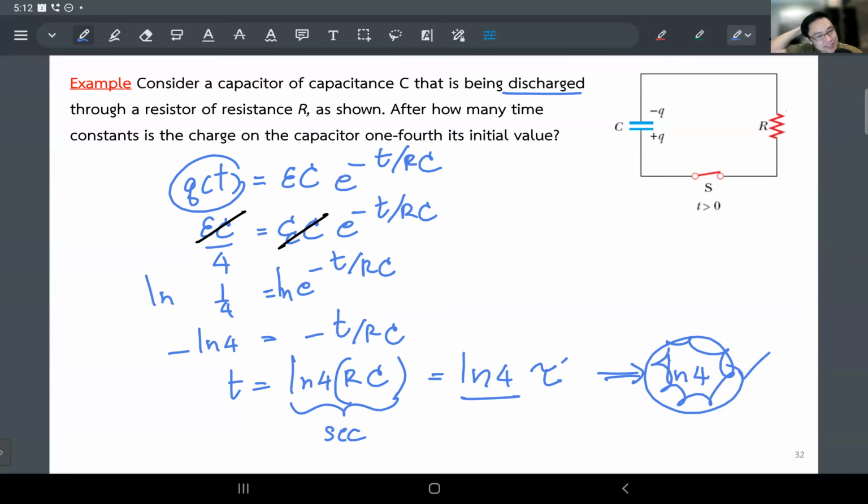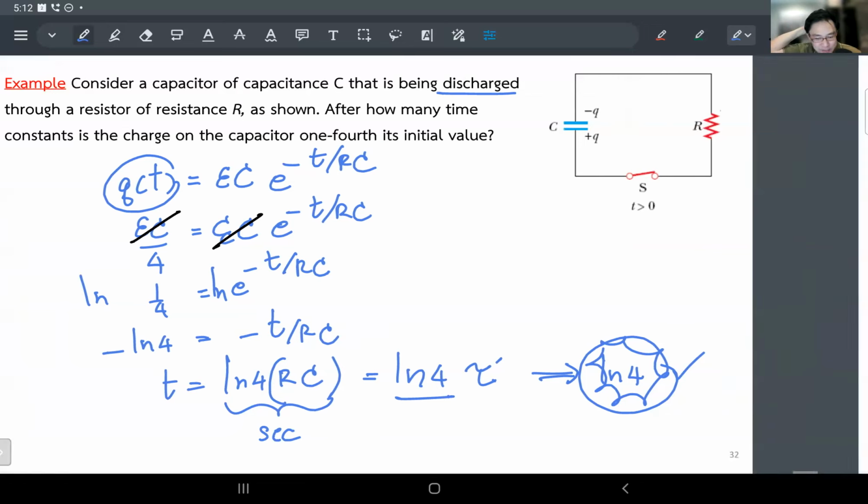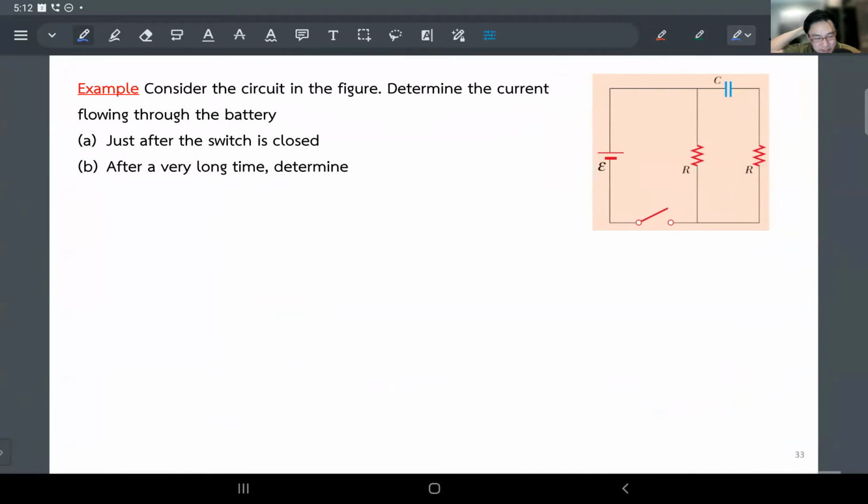Okay, that's good. All right, one last thing, guys. Let's do one more, shall we? This is going to be the question that I think makes things a lot easier, and I'm probably going to ask you this in the final because it's simple. Consider the circuits in the figure. They want to know the current through the battery after the switch is closed. That's the first question. And the second one, after a very long time.